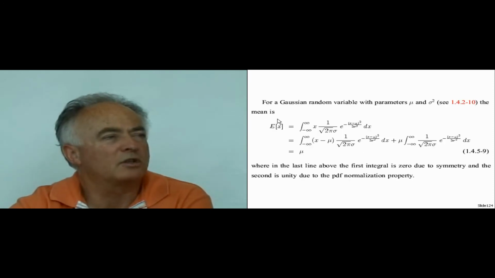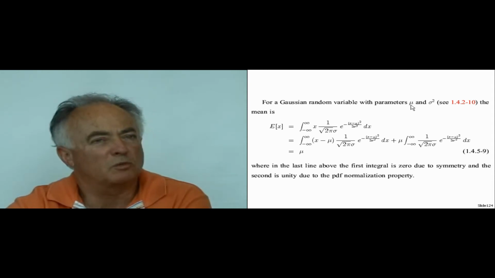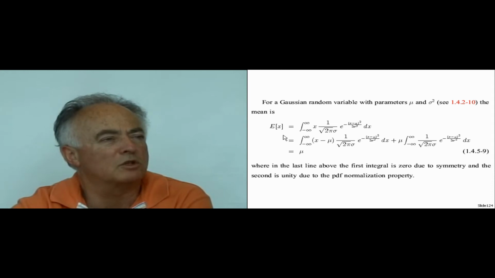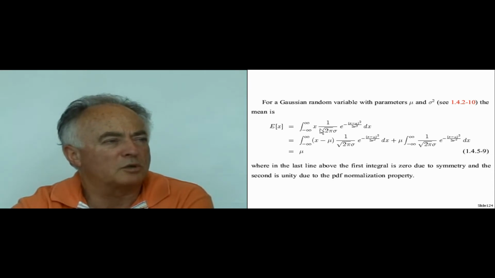Now, take a Gaussian random variable with the two parameters mu and sigma squared, again mean and variance now. These were the names we gave, but we did not yet have the justification. Now we will have the justification for the terminology already used earlier. E of x is the integral from minus infinity to plus infinity of x times the PDF, a normalization constant times e to the minus x minus mu squared over 2 sigma squared, dx.